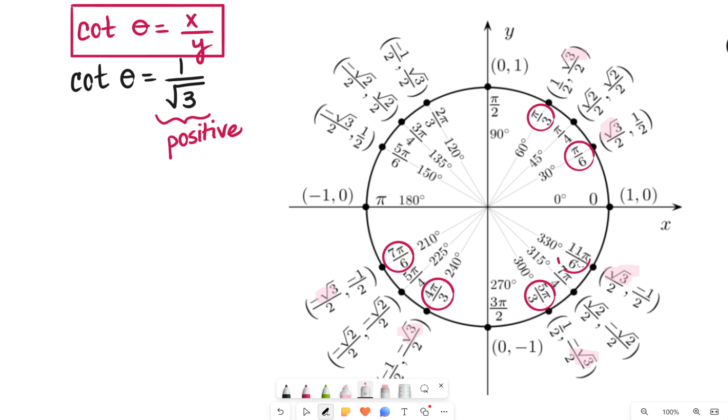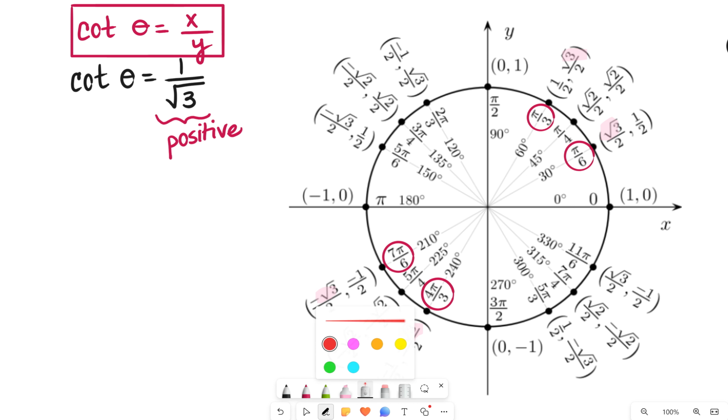And in the fourth quadrant, we're going to erase this. Same reason as the second quadrant, a negative and a positive combination will always give me a negative answer. So notice how from 8 choices, I've narrowed it down to 4. So let's figure this out. I need to divide x divided by y.